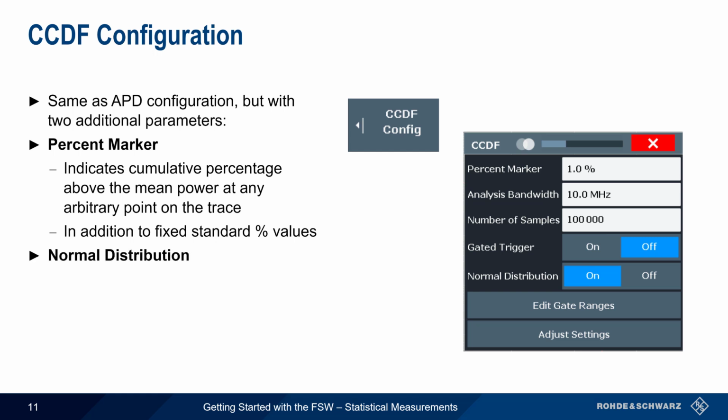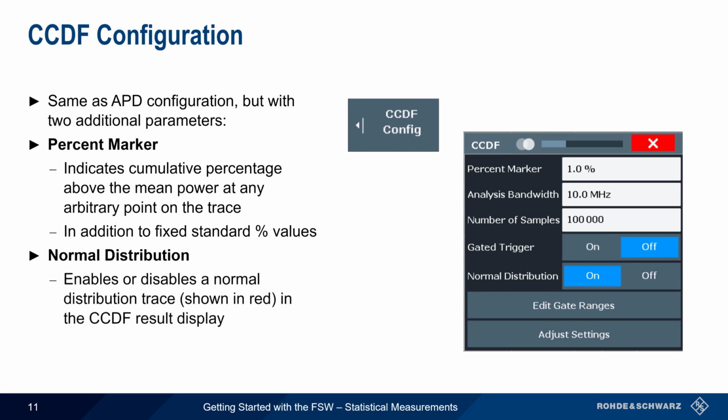The other parameter is normal distribution. This can be used to enable or disable a normal distribution trace, shown in red, on the CCDF result display.